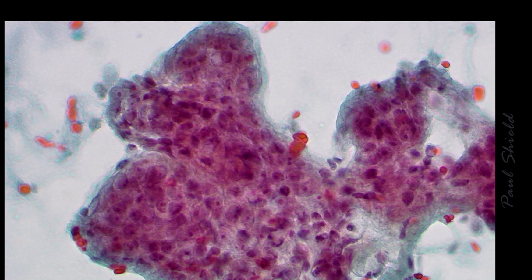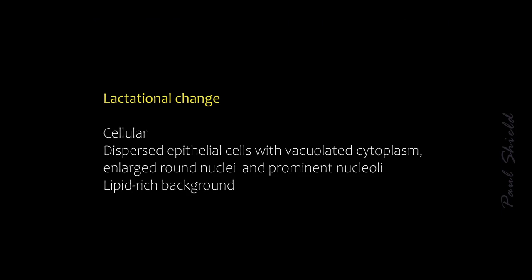So in summary, lactational change tends to be quite cellular. The worrying thing cytologically is that often it is composed of lots of dispersed epithelial cells. Remember, cohesion is usually a key benign feature. But these cells have quite vacuolated cytoplasm, and although they have enlarged nuclei, they tend to be quite uniform in size and shape, nice and round, and they nearly always have a single central largish nucleolus.